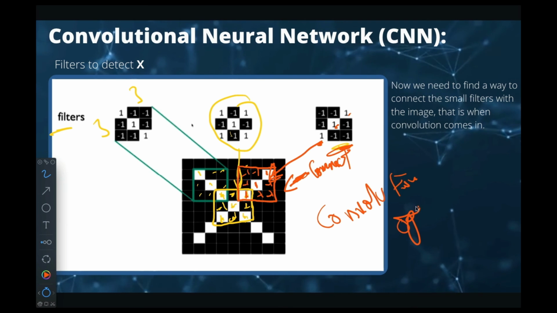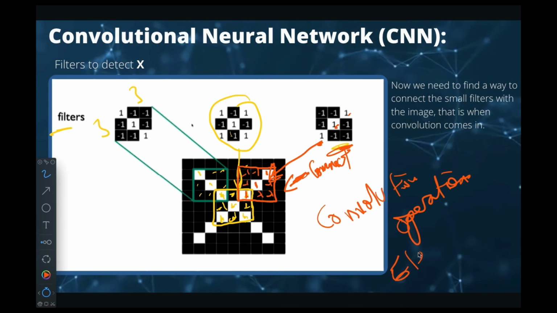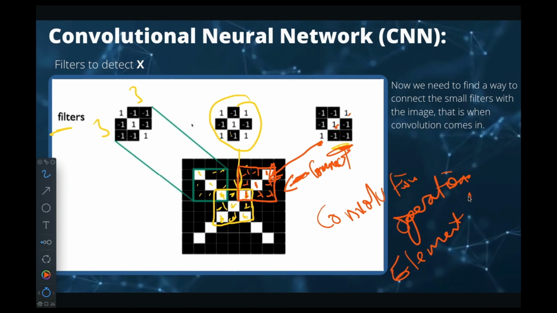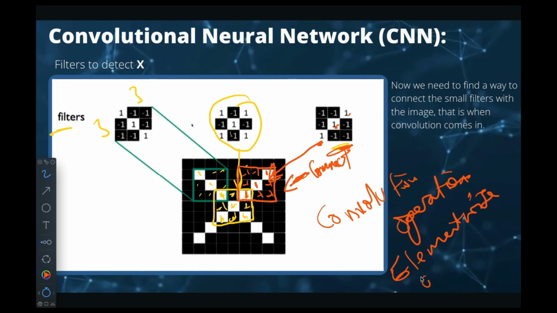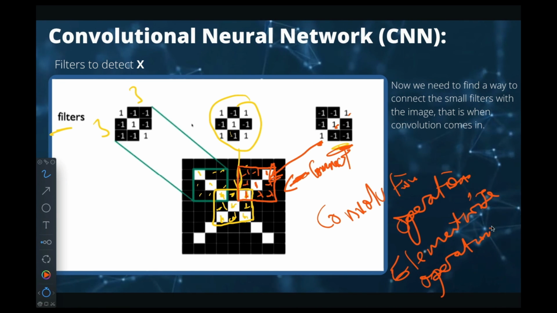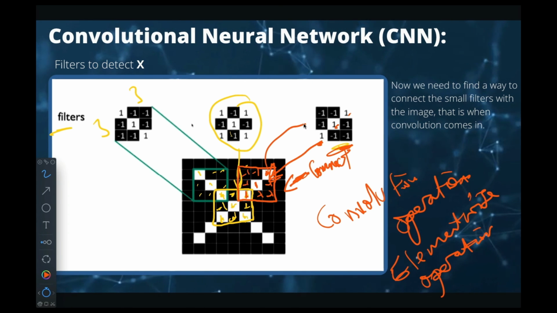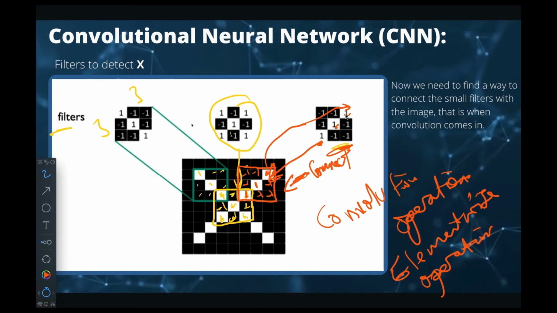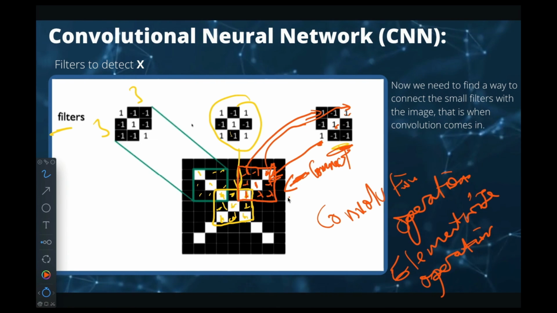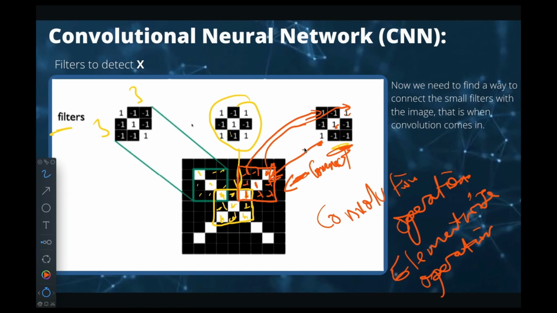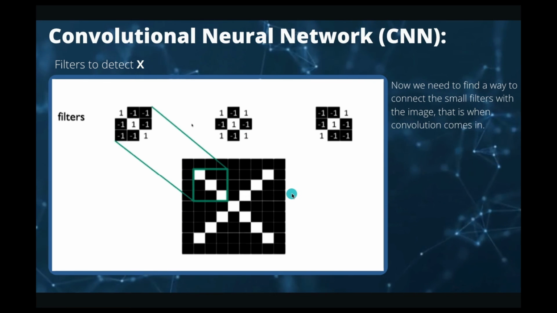The convolution operation is nothing but the element-wise multiplication or operation. So whatever pixel value is there, we multiply it with the respective filter value or kernel value over there. Okay, let's see how we do that practically.